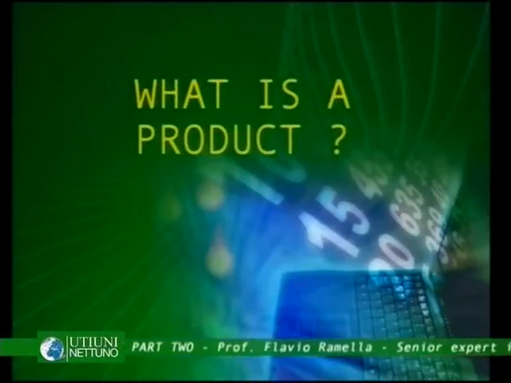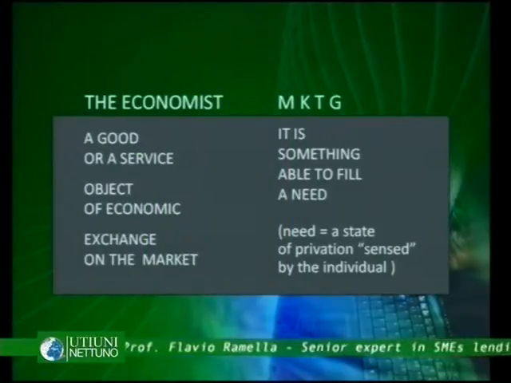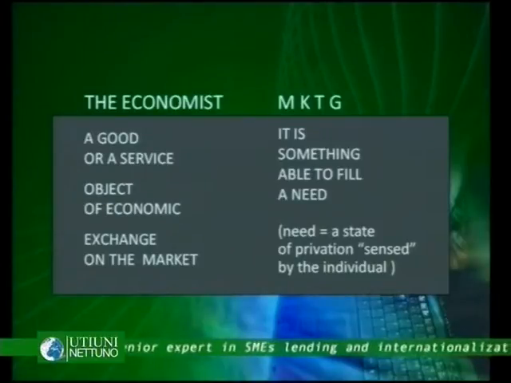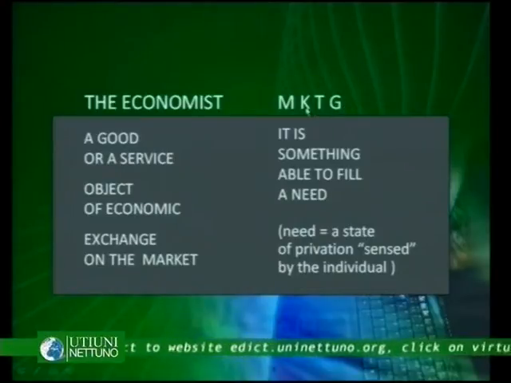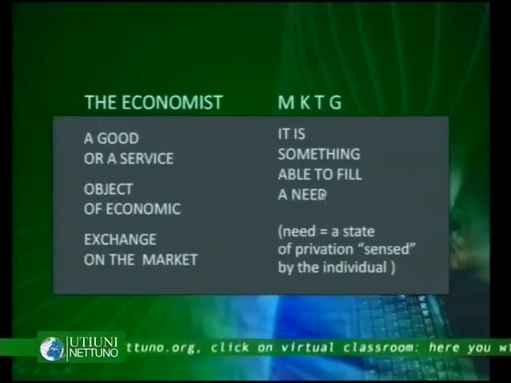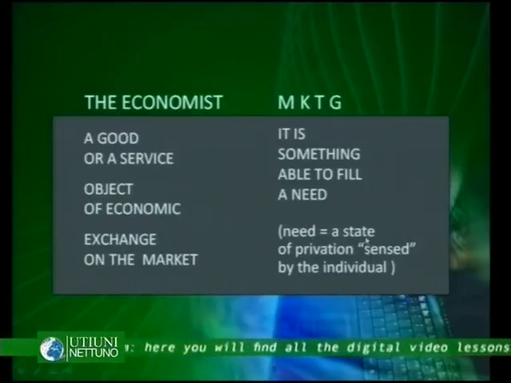What is a product? The economist's definition of a product is basically a good or a service, an object of economic exchange on the market. From the marketing point of view, it is something able to fill a need, where need is a state of privation sensed by the individual. And we have to work on these.